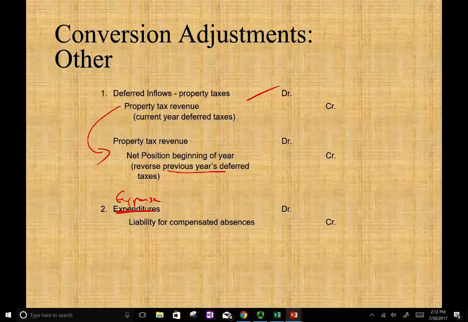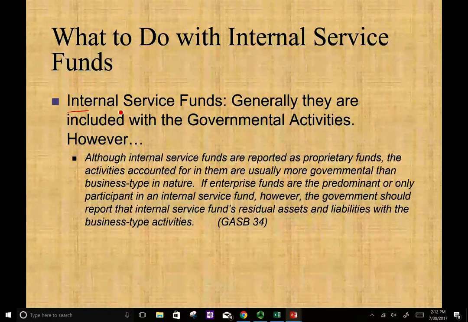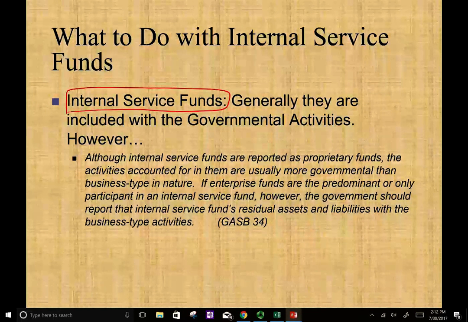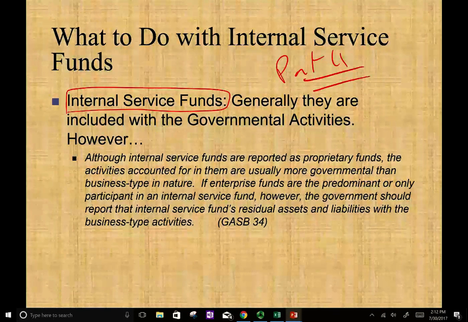The next topic will be the last adjustment topic, the last conversion, with the internal service fund: how to bring the internal service fund to the government-wide financial statements. This will be part 4 and the last part in these adjustments.